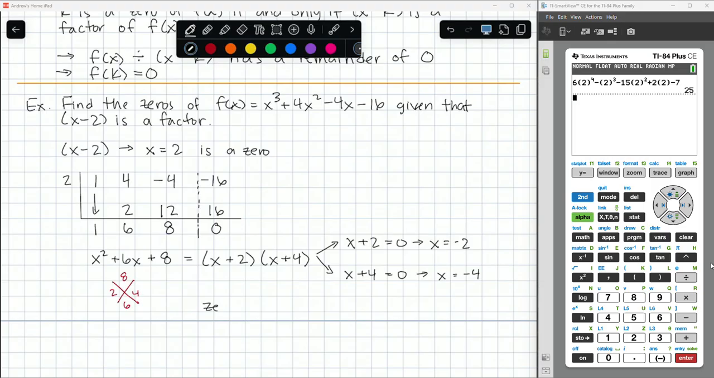So the zeros of f of x are x equals -4, -2, and 2. I'm writing them in order as they appear on the number line.